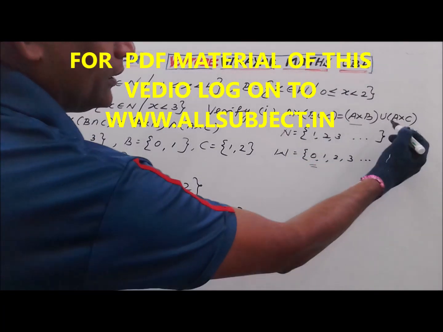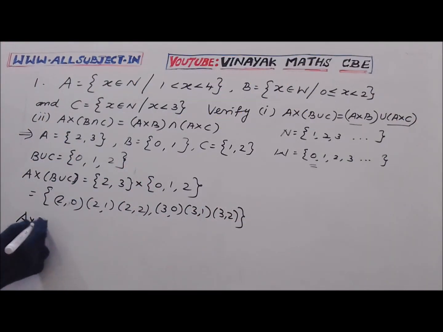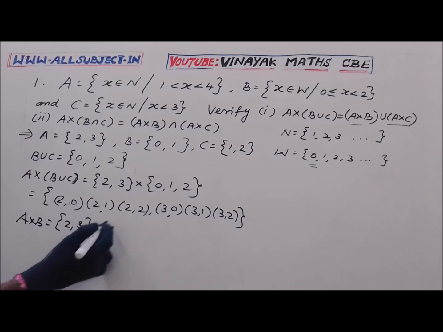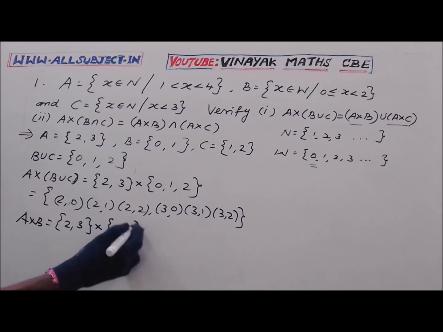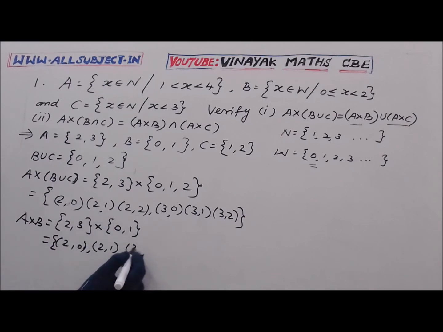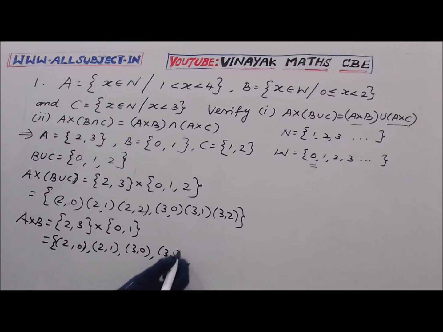A cross B, A cross C, then union. The cross product of A cross B: set A is 2, 3 cross set B is 0, 1. Applying cross product, 2, 0, 2, 1, 3, 0, 3, 1. This is the cross product of sets A and B.